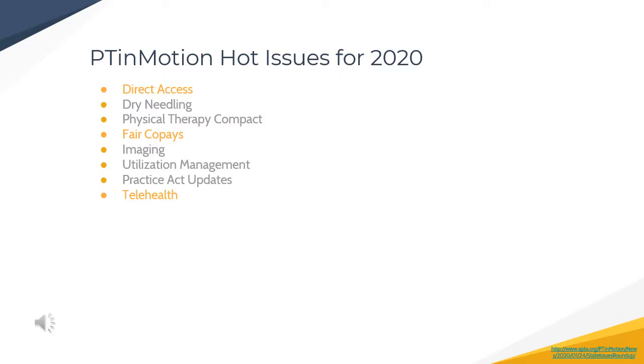Direct access. All states have some form of direct access, but unfortunately, some direct access in states are more limited than others, and they impose restraints such as referral requirements and visit limitations for specific interventions. Fair copays, so insurance does not take into account that patients require multiple visits for physical therapy, and they make copays pretty high for patients, and it makes it harder for patients to come to see us due to high cost per visit. And then lastly, telehealth. With everything going on with COVID-19, the push for telehealth right now, especially with Medicare reimbursement, is a pretty hot topic.